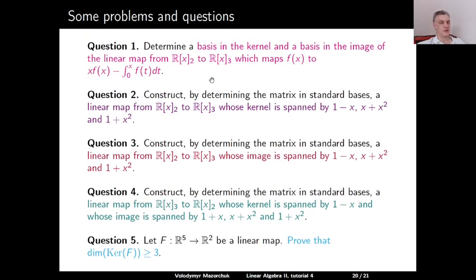Let f from R5 to R2 be a linear map. Prove that the dimension of the kernel of f is at least 3.